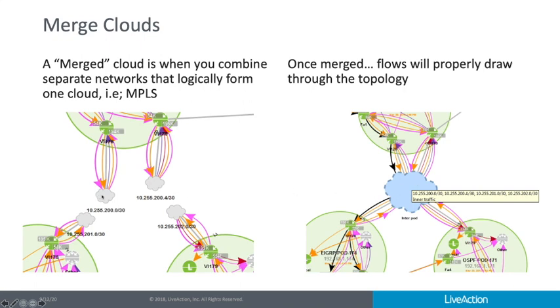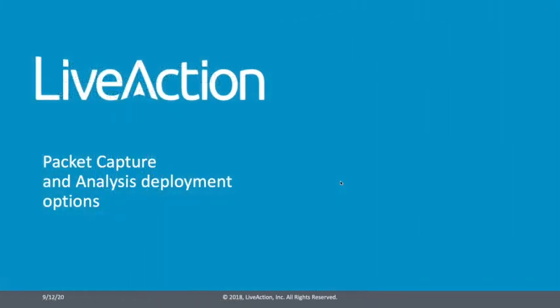So what you need to do here is just right click on one of the clouds, and then there's an option that says merge cloud, and then you select the other subnets, and then you create your MPLS connection. Okay, so that was the LiveNX device discovery process.